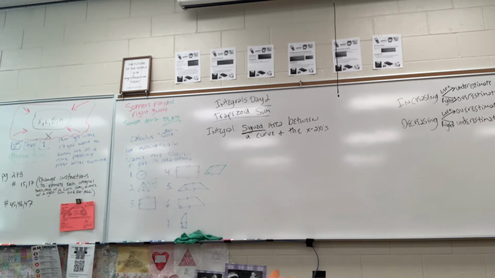Can anyone remember the area formula for a trapezoid? Okay, so you kind of split it into a rectangle and a triangle. That'll work. But if I wanted one single formula for a trapezoid.